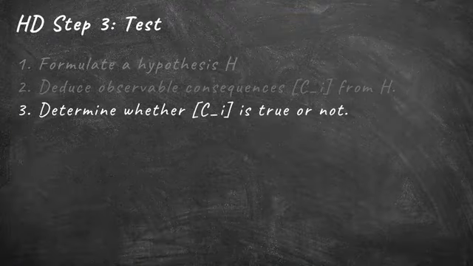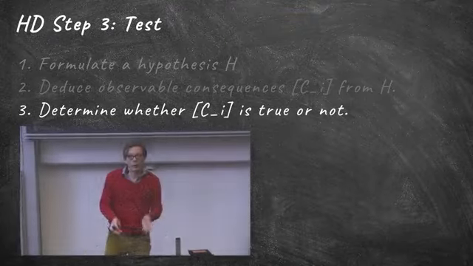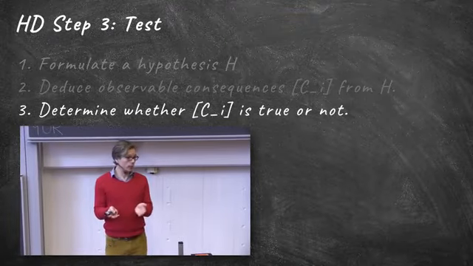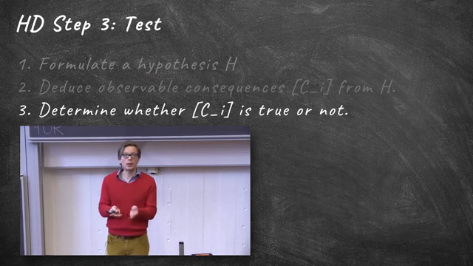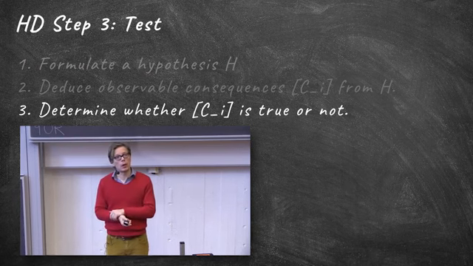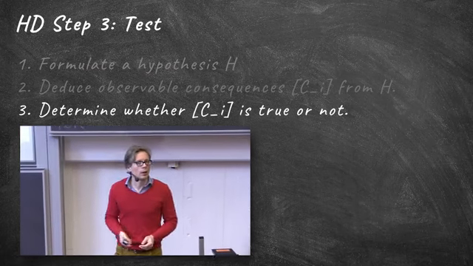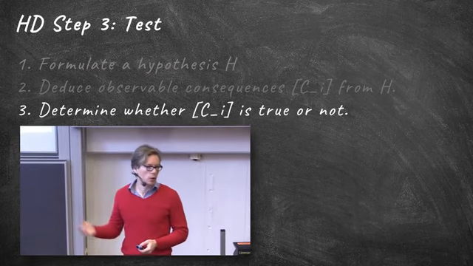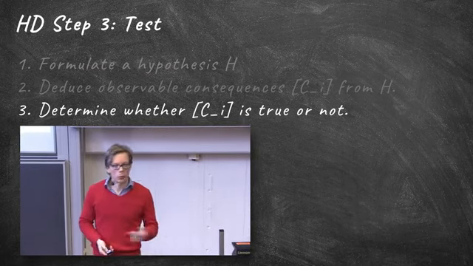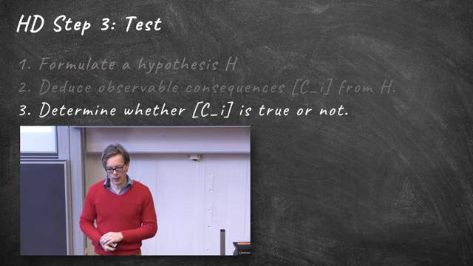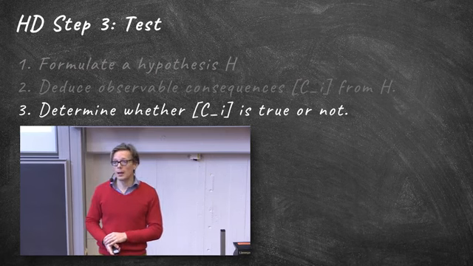Okay. So now we have performed our deduction, and now we're determining whether this observable consequence is true or not. And I will not discuss this here. This is something that we will discuss in lectures on measurement and experiments when we actually look at empirical practices. Instead, let's look at the last two steps.